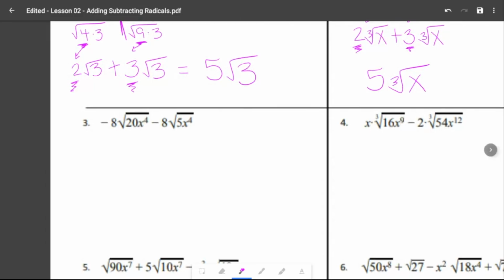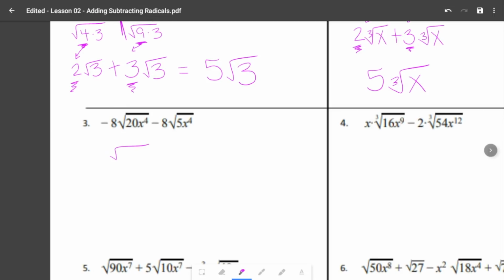All right. So this radical we can break up. 20 is 4 times 5. X to the 4th is already a perfect square, so that doesn't have to break up as two different things. So 4 comes out as a 2. The 5 will stay inside. X to the 4th comes out as an x squared.